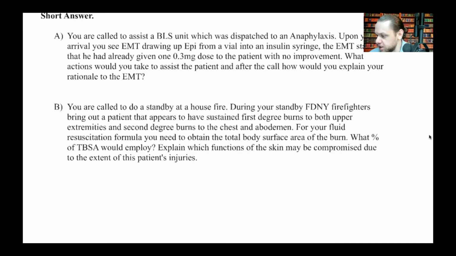So here they sustained first-degree burns to both upper extremities, right, and second-degree burns to the chest and abdomen. Chest and abdomen being 18%. But the reason why we don't count the upper extremities is because, as I said, first-degree burns do not get averaged into the formula, whichever one you're going to use, the Parkland formula or modified Parkland. So the first-degree burns, if you do not have blister formation, do not get averaged in. Second-degree burns with blister formation and onward down, third degree and so forth, will get averaged in. So 18% is correct. What functions may be compromised?